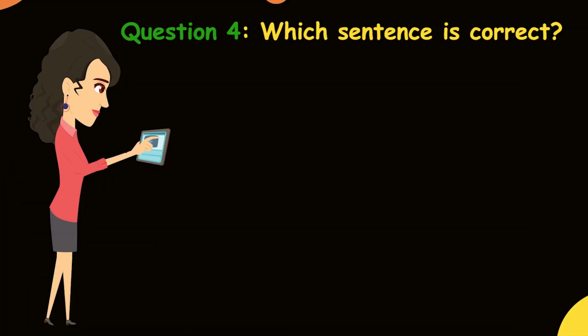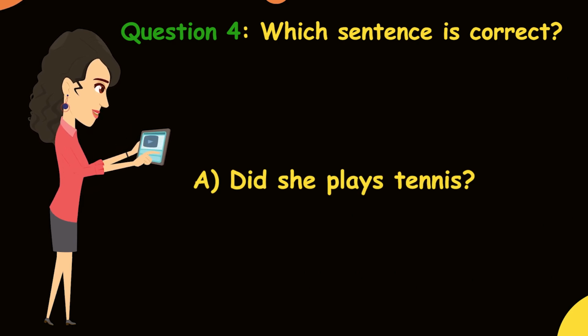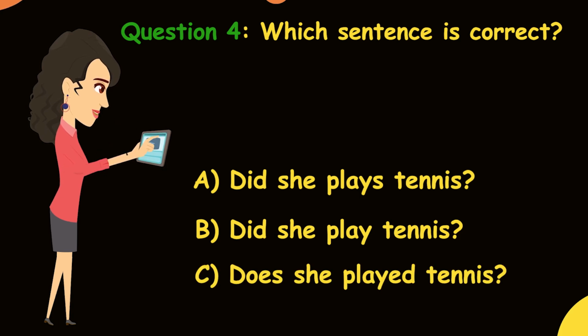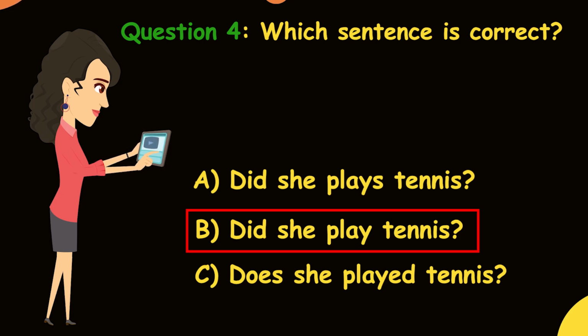Question 4. Which sentence is correct? Did she plays tennis? Did she play tennis? Does she played tennis? The correct answer is B. Did she play tennis?